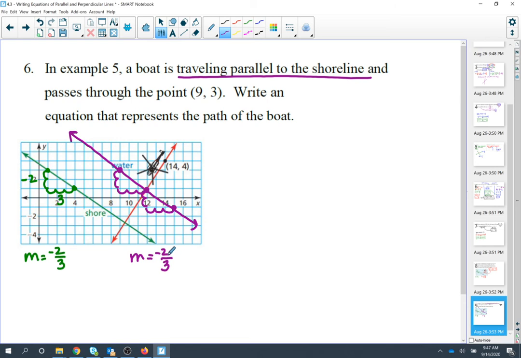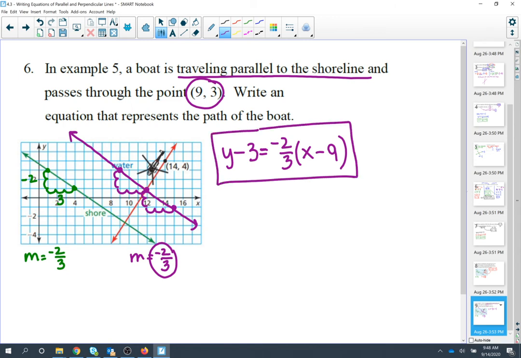Now, they want the equation that represents the path of the boat. Same idea. We're going to use this slope, and we know that the boat is going through the point 9, 3, so we're going to use that point. y minus 3 equals my slope, negative 2/3, times x minus 9. Then I'm going to look, and there's nothing really in there to clean up. It doesn't say what form we need this in, so I'm just going to leave it in point-slope form. And that's the equation of the path of the boat.